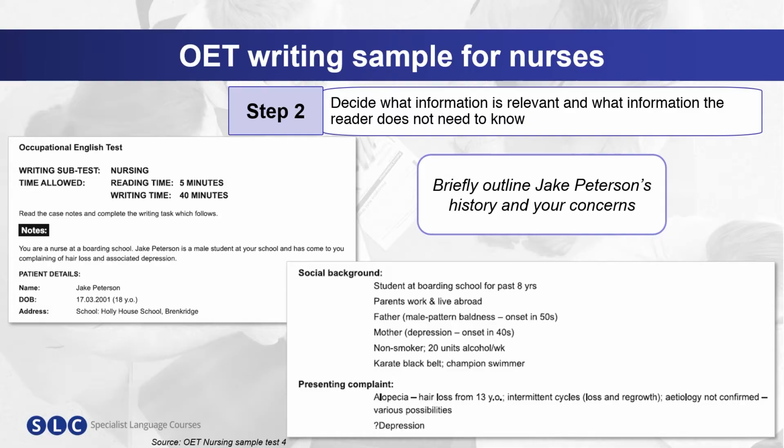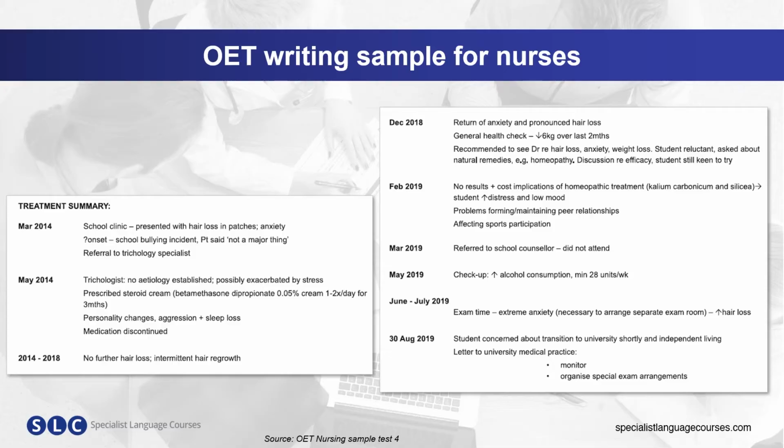We need to include his name and date of birth, but the address is irrelevant information. If we look at social background, we see that the information is not related to why we are writing. However, the next section, presenting complaint, this is essential information for the reader so that they can understand Jake's history of alopecia. Now, moving on to the treatment summary section from March 2014 to August 2019. What information do you think is relevant to include?